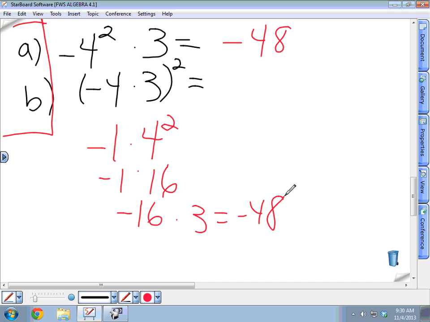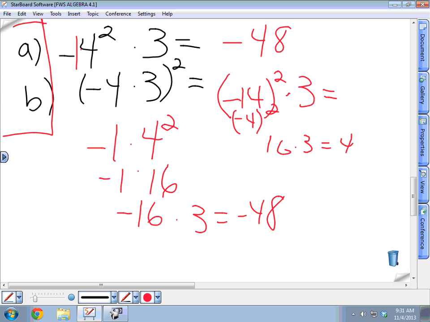So you have to be careful. Now, if you have negative 4 times negative 4, though. I don't have negative 4 times negative 4. I'm squaring 4. I'm not squaring negative 4. The negative means that I'm multiplying 4 squared by negative 1. That's what a negative means. If I had it in parentheses like this, negative 4 squared, now I do the grouping symbol first, because negative 4 is really 4 times negative 1. Negative 4 times negative 4 is 16 times 3, which is 48.